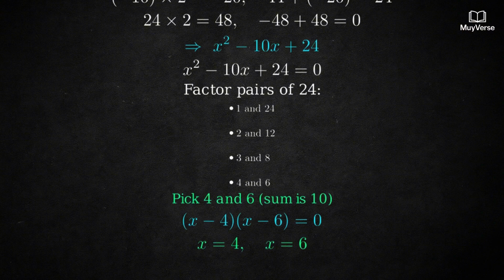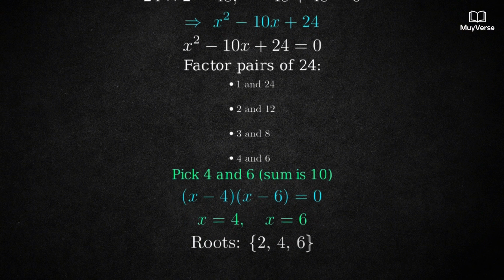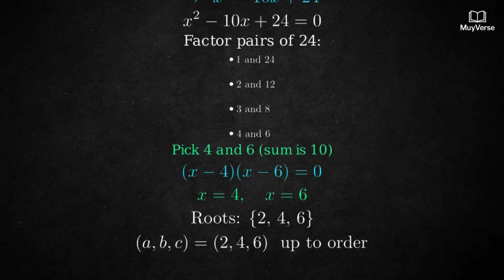We used Vieta's formulas to build a cubic, the rational root theorem to find a root, synthetic division to reduce to a quadratic, then factored the quadratic, and verified all conditions step by step.